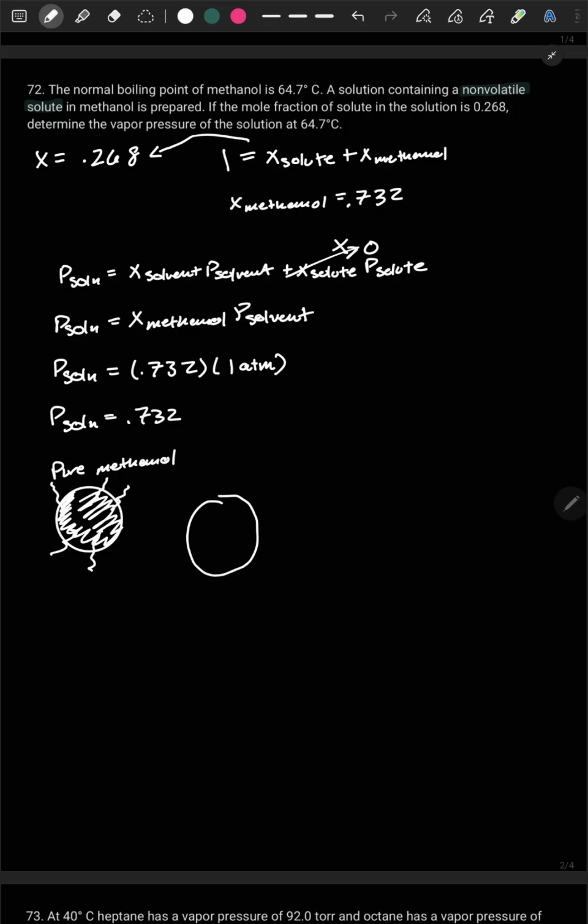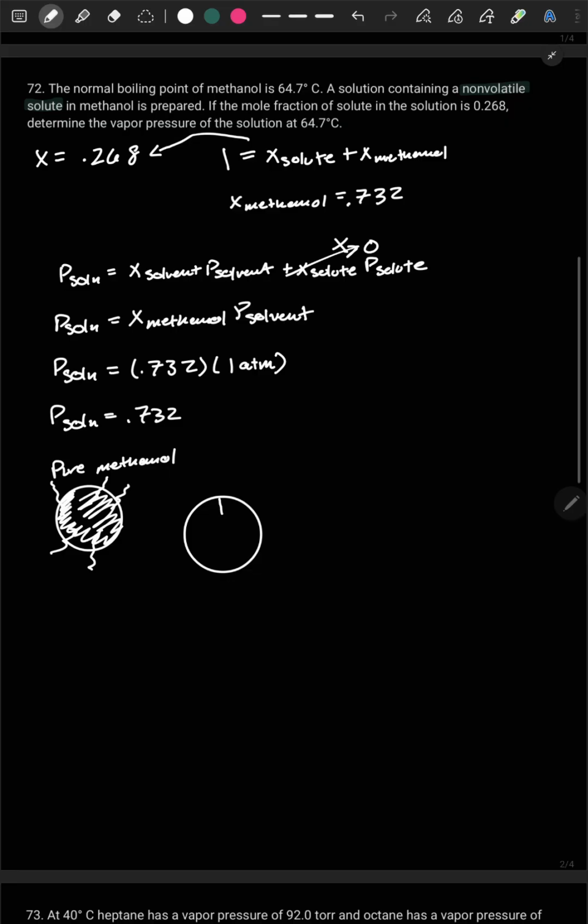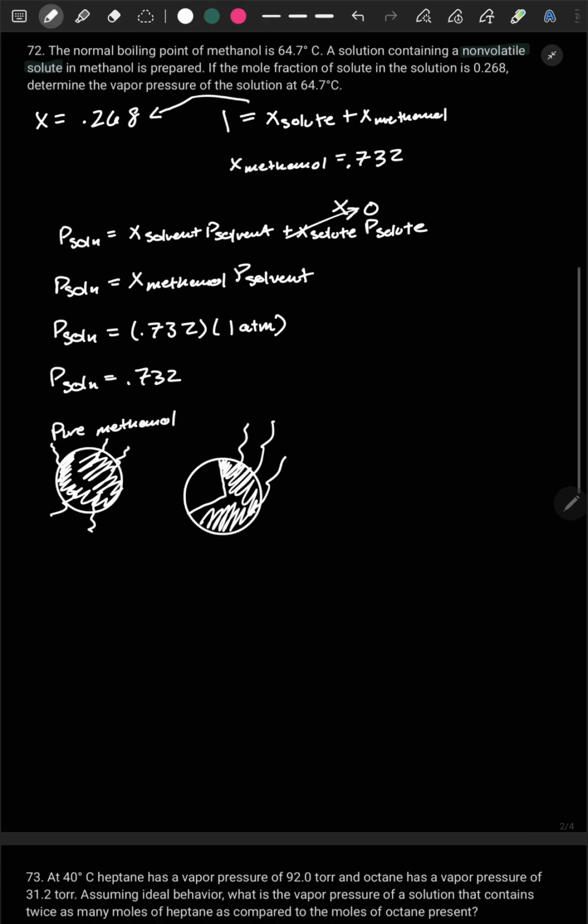But if we have a non-volatile solute in there, and it's at 0.268, so it's going to be a little over a quarter. So I'll just draw a quarter right there. That means that only this much is actually going to be able to evaporate off the top. And so we only have that much, right? It's really only going to be about 3 compared to that 5 over there. So it does make sense for the question that it would be less than 1. So this is our answer right here.